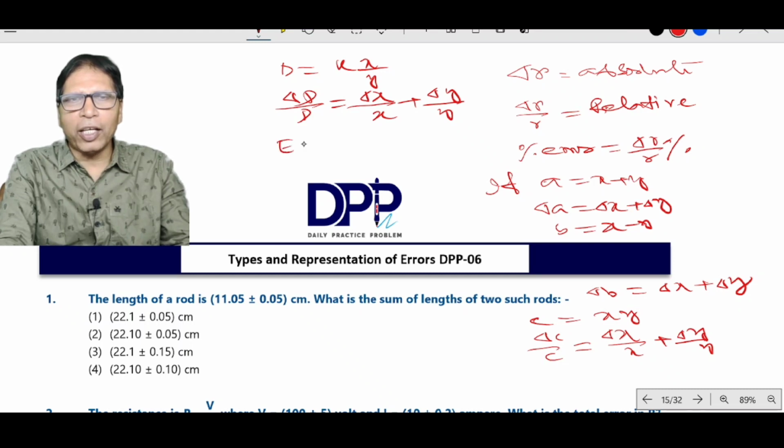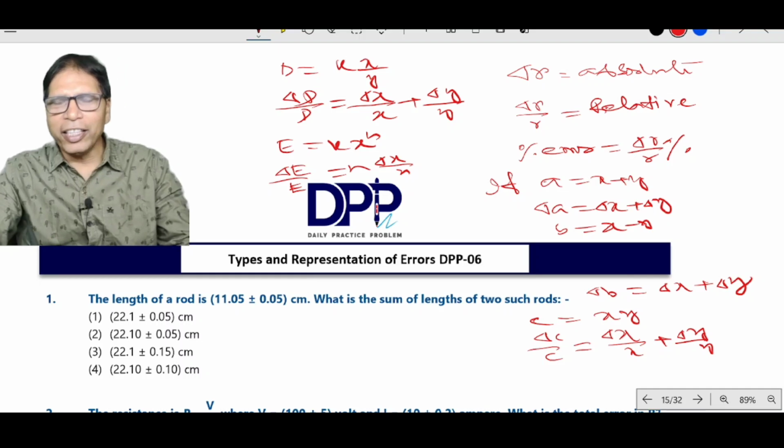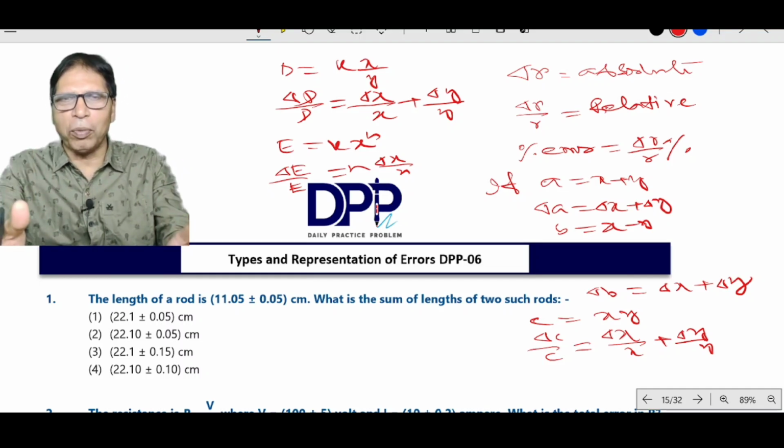Now, if e equal to k x to the power n, then delta e by e equals n into delta x by x. These are the formulas which are helpful to solve these problems.